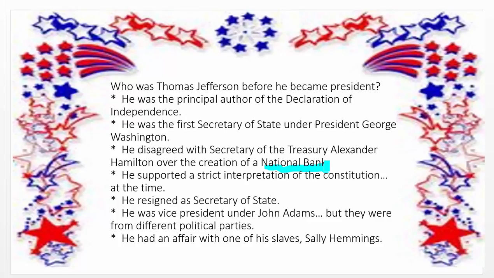So there's a lot of tension between Hamilton and Jefferson, and that tension led to the creation of our first political parties, but it also led to Jefferson resigning as Secretary of State. Now, he will run for president in 1796 after Washington completed his first two terms, and he lost to John Adams, but at the time, the person who came in second became the vice president. So Thomas Jefferson will be the vice president under John Adams, even though they're from different political parties.